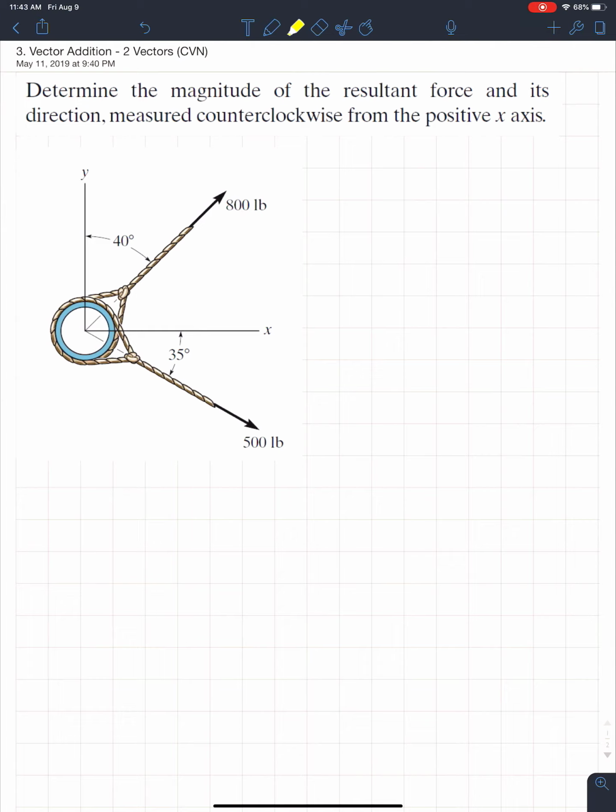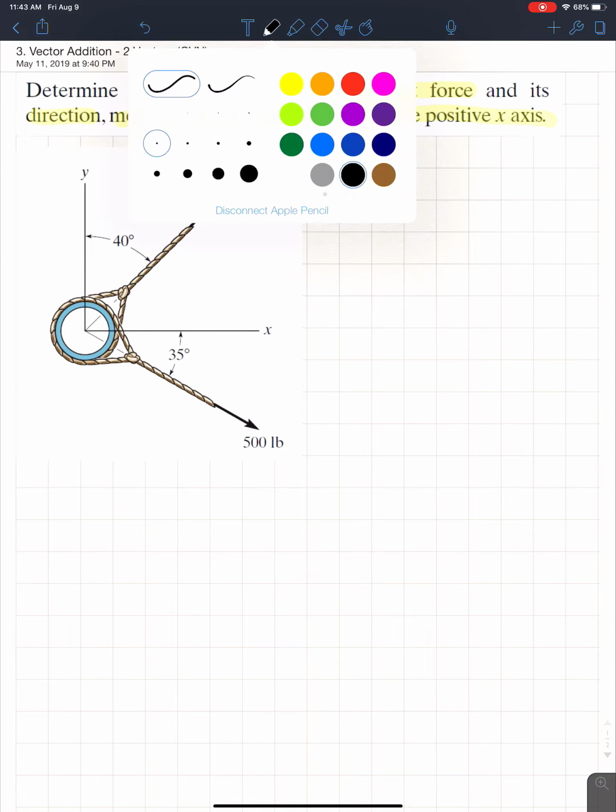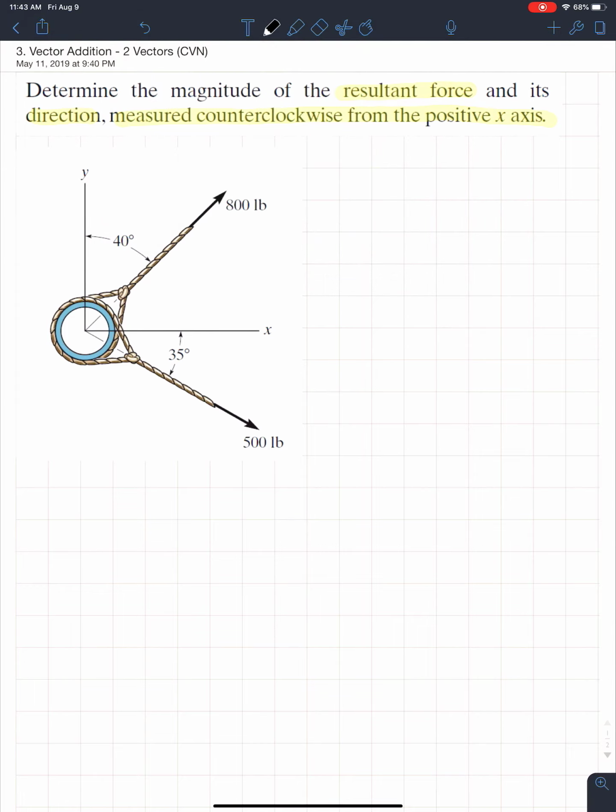Alright, so looking at the example, you may notice that this is the exact same example as example 1.1, where we found the resultant force and its direction measured counterclockwise from the positive x-axis of these two vectors, except this time instead of the parallelogram method, we're going to use Cartesian vector notation. So, what is Cartesian vector notation?